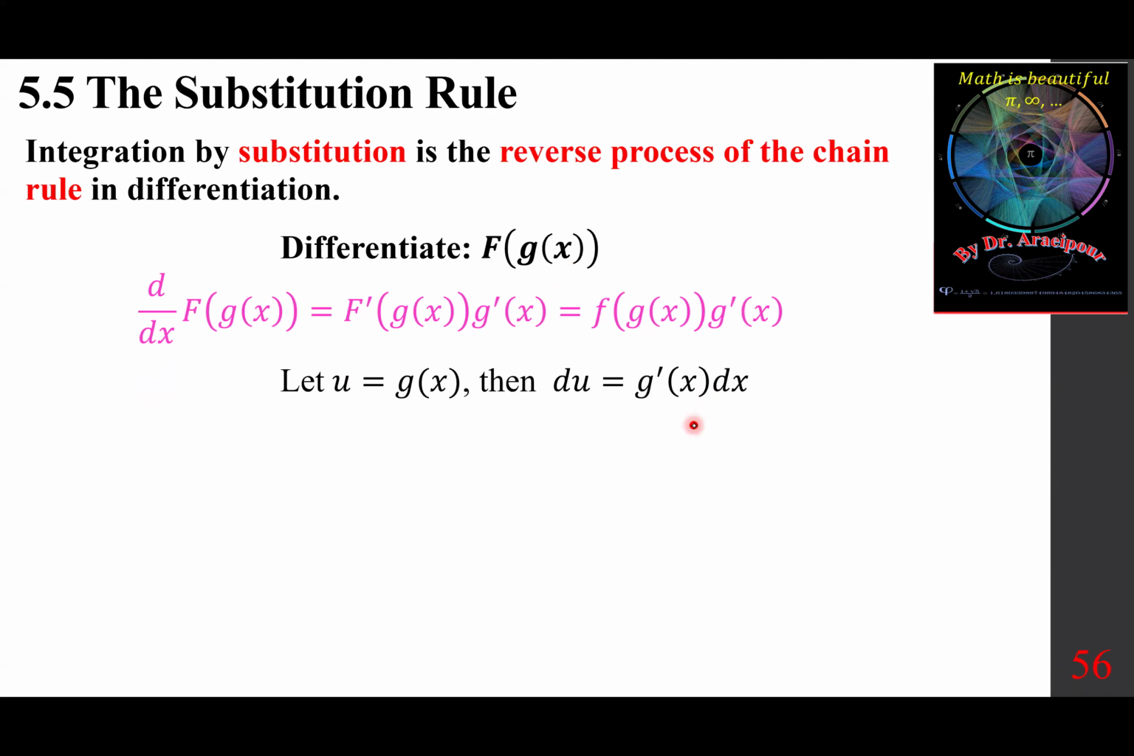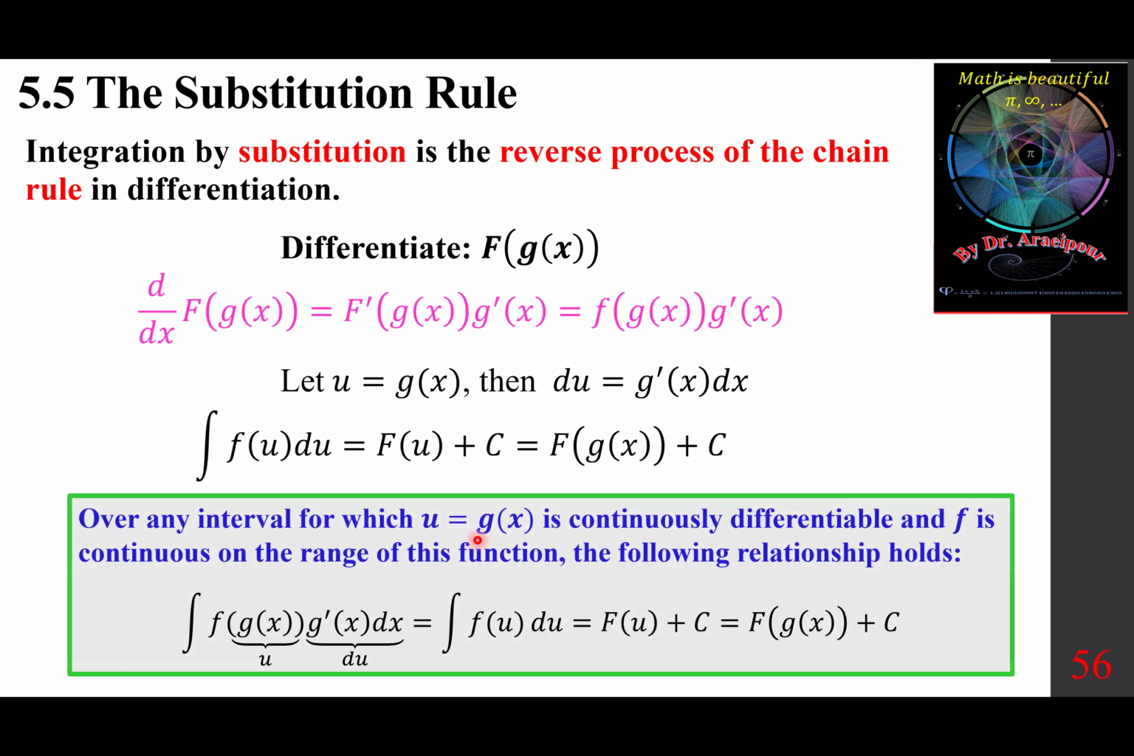So the integral of f of u du is capital F of u plus c or capital F of g of x plus c. In other words, over any interval for which u equals g of x is continuously differentiable and f is continuous on the range of this function, the following relationship holds. The integral of f of g of x g prime of x dx, this is u, this is du, it's f of u du, or capital F of u plus c, and u is replaced by g of x. In other words, you do the substitution when things get a little bit involved. That's all there is to it. So let's practice with this methodology, everybody.